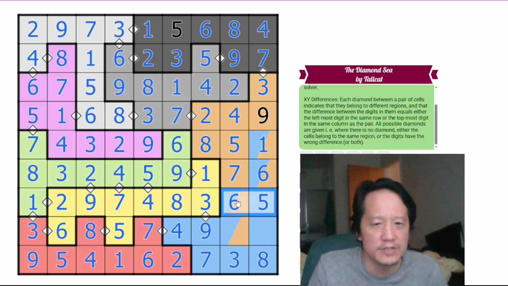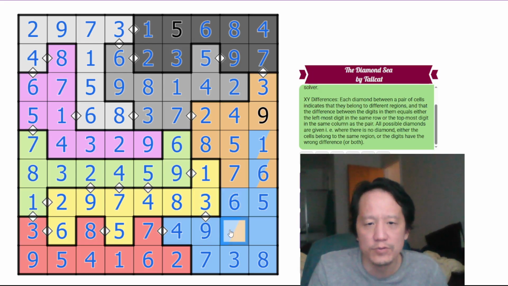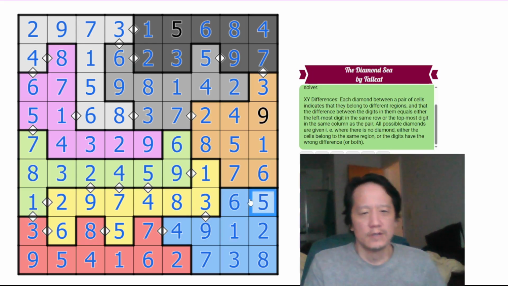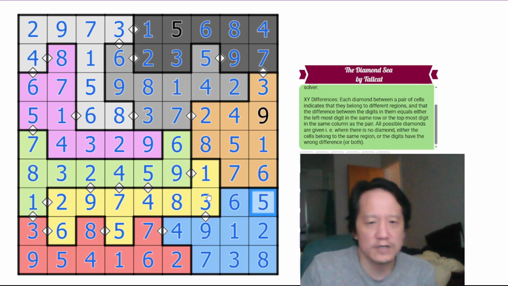This cannot be different borders because this is a difference of 1. So this must be blue, which makes this blue. Because this can't be blue anymore. This is orange. So these are the regions then. This must be 2, and this is 1. And that's how you solve it.